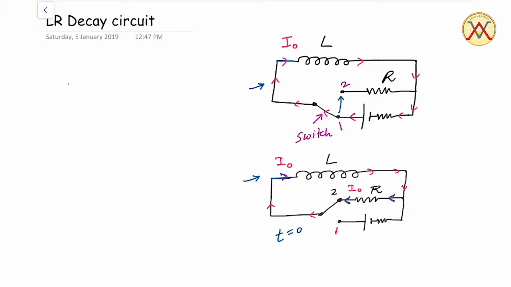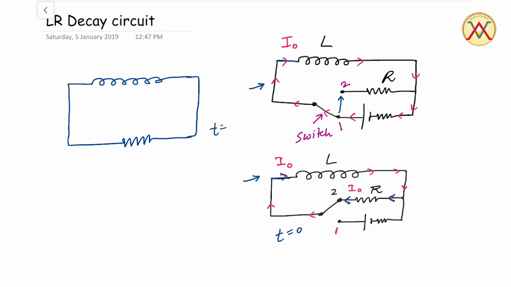At any time t, here the inductor and the resistor are connected. This is the circuit consideration at any time t. At this moment, let's say the current I is flowing through the inductor, or through the circuit and resistor also. Now in the inductor there is an EMF, E equals minus L di by dt.